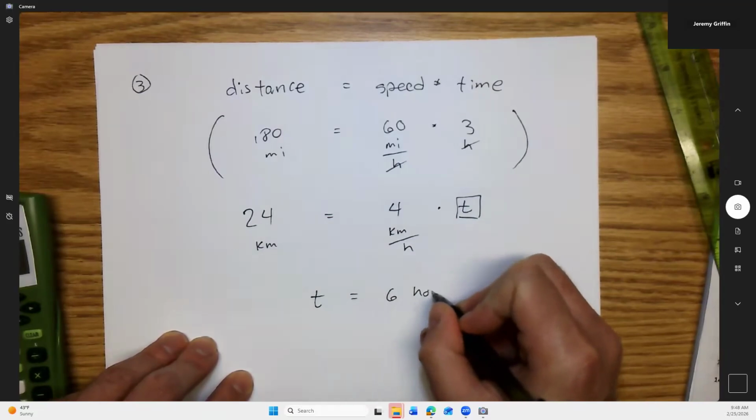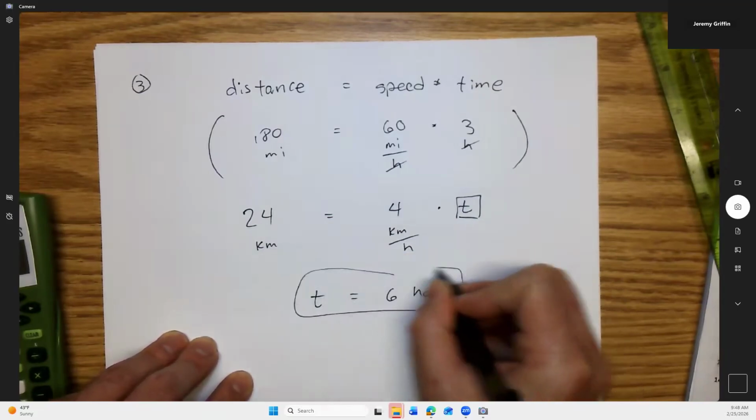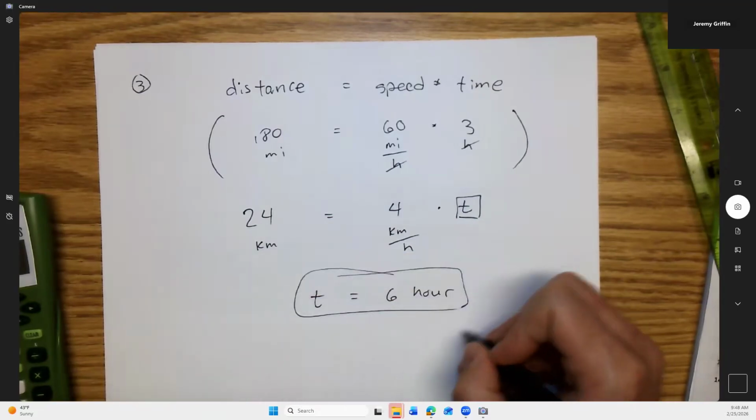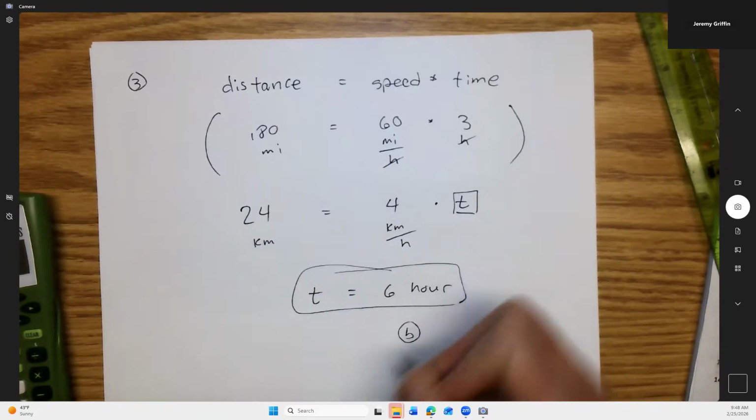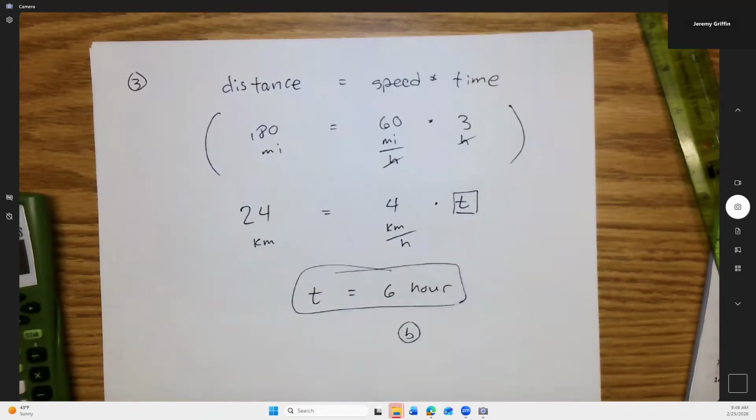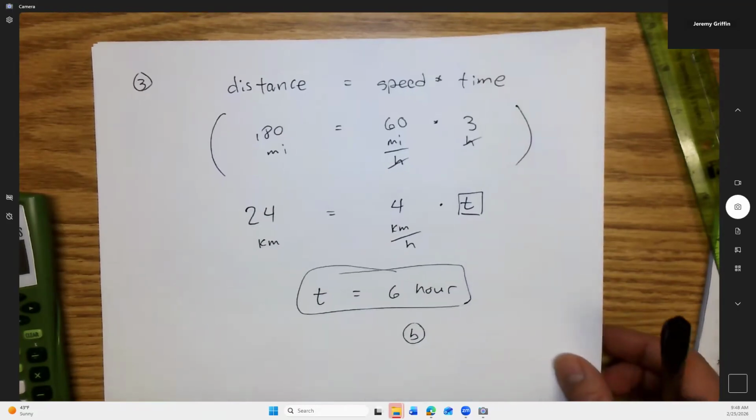6 hours. So time should be 6 hours. And that looks like option B. Let me make sure the answer is B. Yeah, the answer is B, 6 hours. So everybody knows number 3 is B, 6 hours.